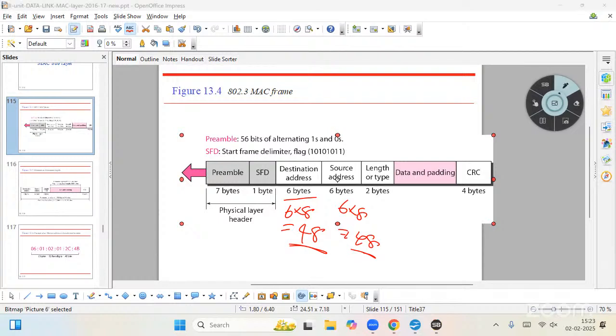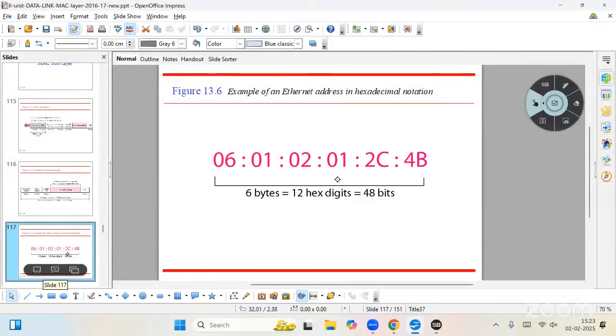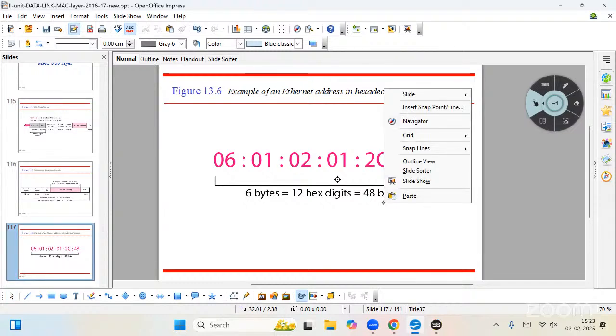Okay. So here we have length, type, CRC. What is the CRC? Cyclic redundancy check. What is it used for? Error detection. Here 6 bytes, 12 hexadecimal digits. How many bits? 48 bits. This is called which address? MAC address, which is the physical address.